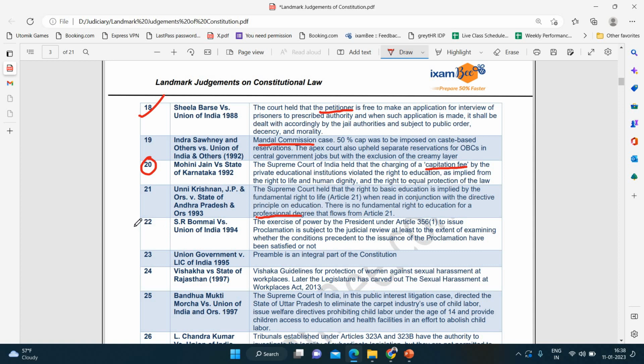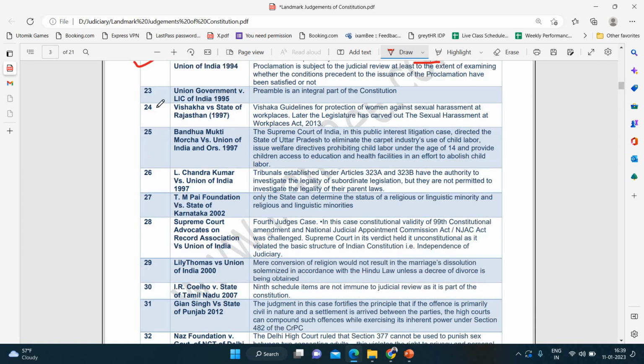Then in SR Bommai versus Union of India 1994, the President exercised the power under Article 356 to issue proclamation, and it was said that the exercise of such power is subject to judicial review, at least to the extent of examining whether the conditions precedent to the issuance of proclamation have been satisfied or not. 356 is with respect to the President's rule. Then the next case is Union Government versus LIC of India. Here it was stated that preamble is an integral part of the Constitution.